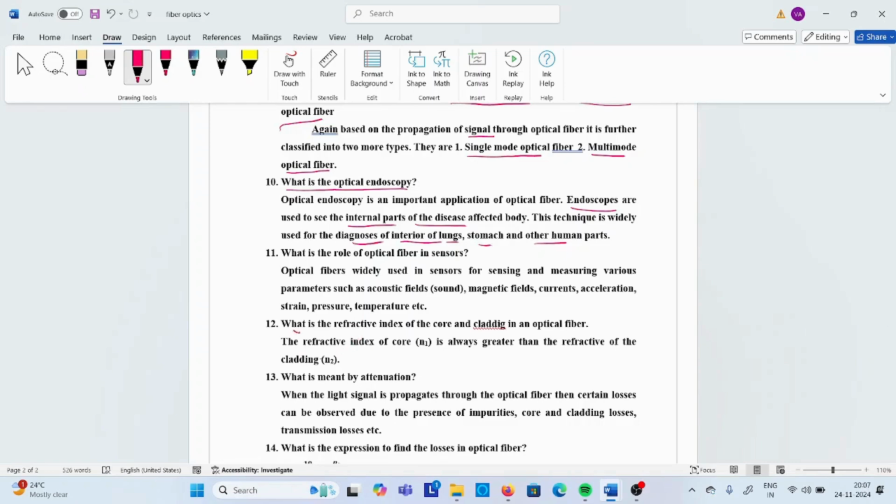Then another question is, what is the refractive index of the core and the cladding in an optical fiber? The refractive index of the core, n1, is always greater than the refractive index of the cladding.